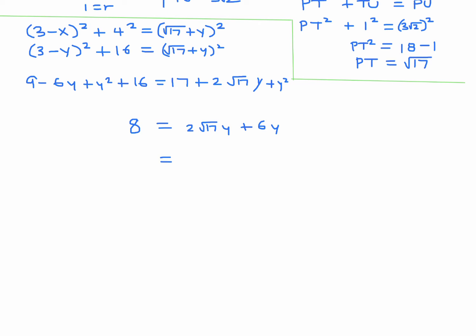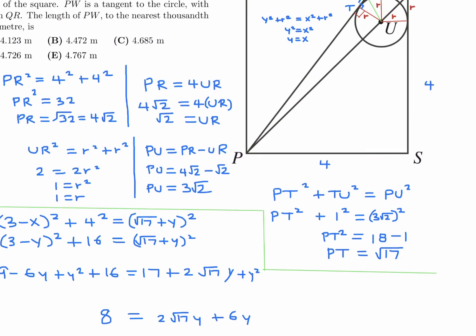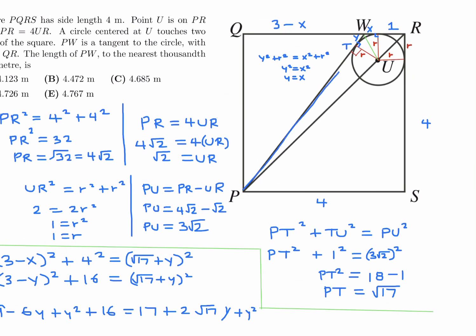So now I can factor out the y, and this gives me 8 over (2 root 17 plus 6). And therefore y is 8 over (2 root 17 plus 6), and if I do this in my calculator, I get 0.5615. All right. So final step, I've got to figure out PW. Well, what's PW? Let's go back to our diagram. PW was all the way from there to there, right? PW is PT plus TW. PT we just figured out was root 17, and TW was y, and we just figured out y.